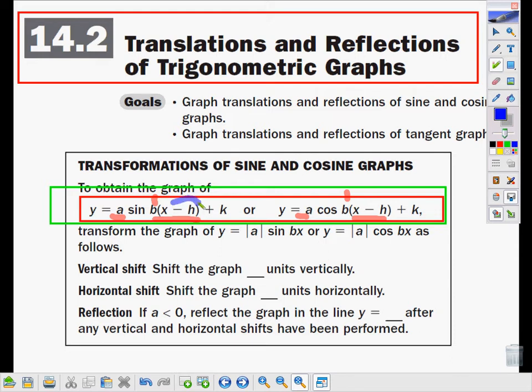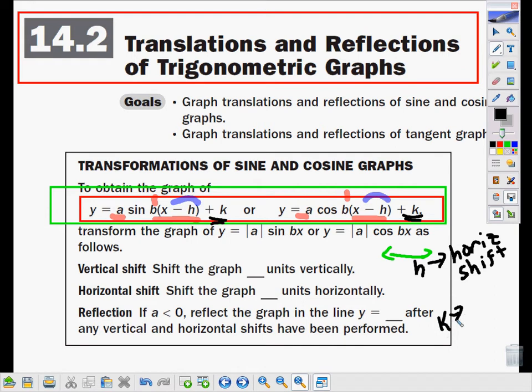One change is this subtract h. Now I'm going to tell you what that number does. Subtracting h is a horizontal, which would be this way. It's a horizontal shift. So your h is a horizontal change or shift. And your k, double underlining it in black here, that's your vertical shift.